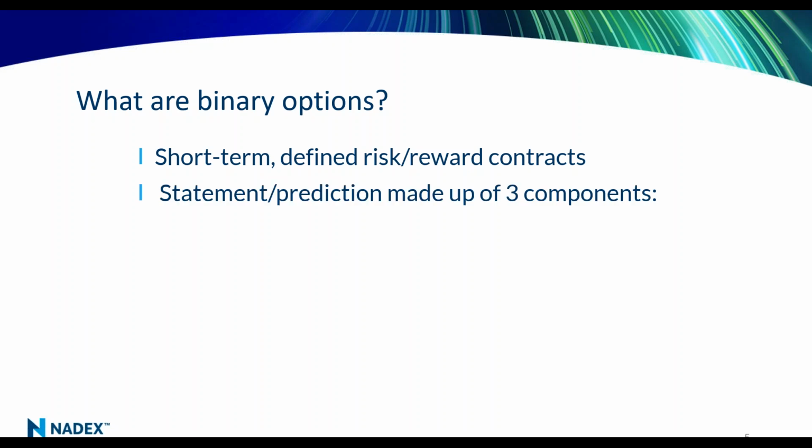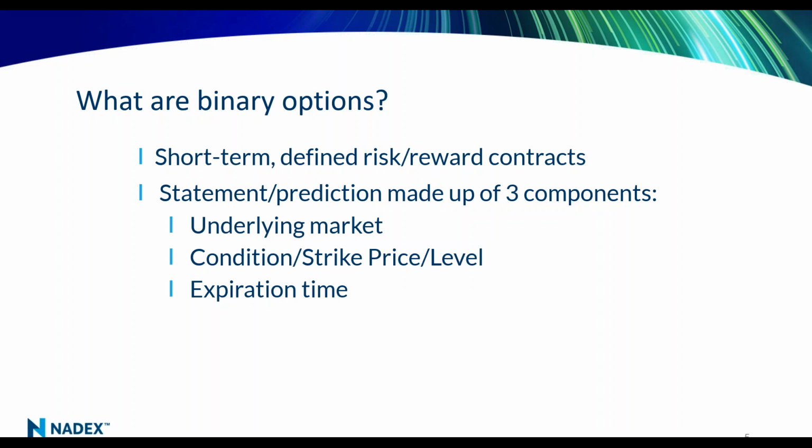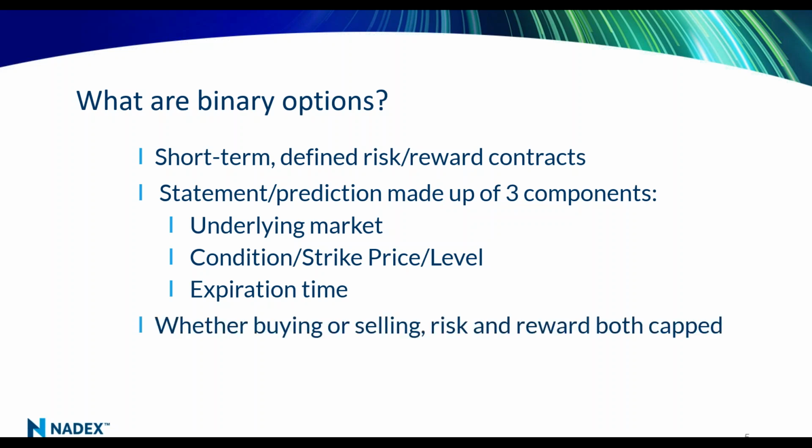And what is a binary option? It really is just a statement or a prediction, and that prediction has 3 components to it. The first is the underlying market. What's going to happen to a particular underlying market? And we will go through the different types of markets that we've got. Then, beyond just the market, there's going to be the condition, or it's also sometimes referred to as the strike price or the level. And then there is a time frame. As I mentioned, we have short term, but there is going to be a time frame associated with each binary option, whether that's 5 minutes, 20 minutes, hourly, daily, or weekly.